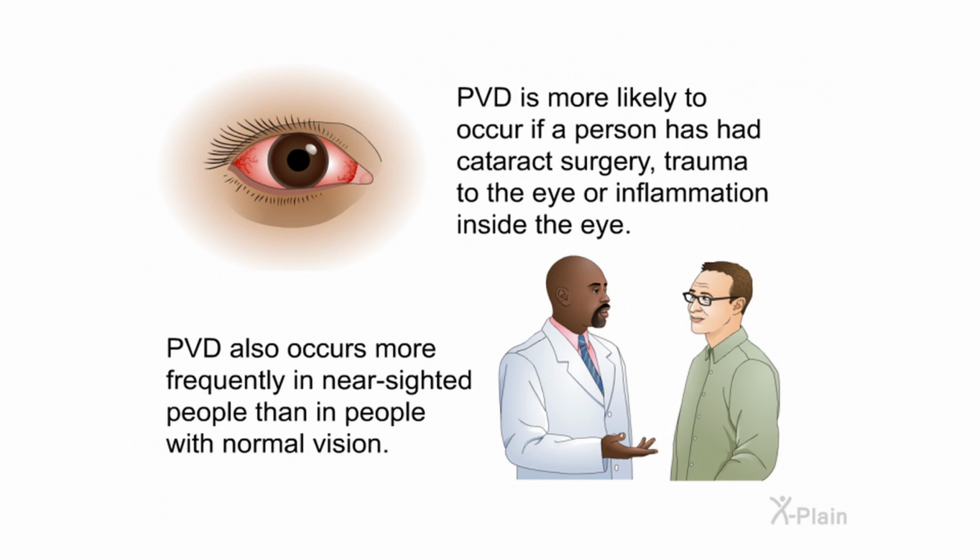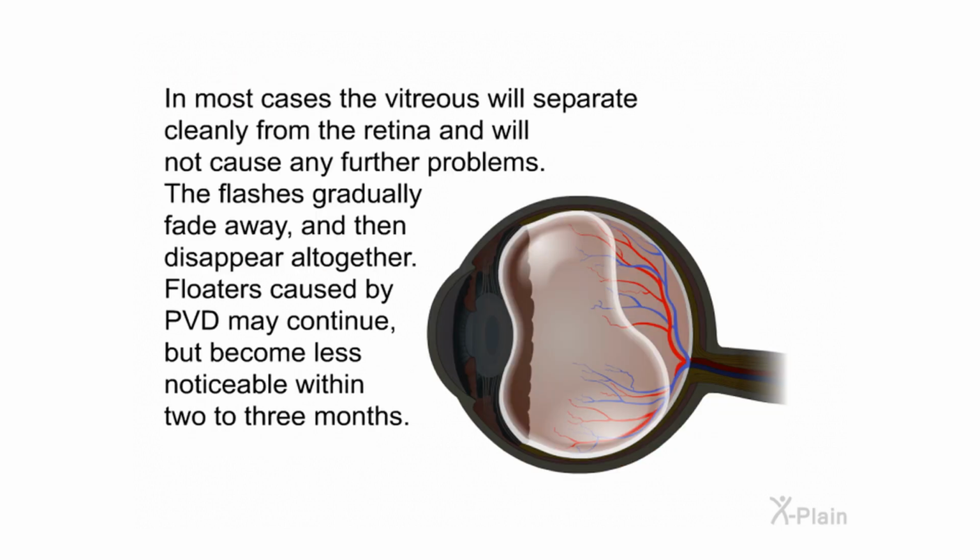PVD is more likely to occur if a person has had cataract surgery, trauma to the eye, or inflammation inside the eye. PVD also occurs more frequently in nearsighted people than in people with normal vision. In most cases, the vitreous will separate cleanly from the retina and will not cause any further problems. The flashes gradually fade away and then disappear altogether. Floaters caused by PVD may continue but become less noticeable within 2 to 3 months.